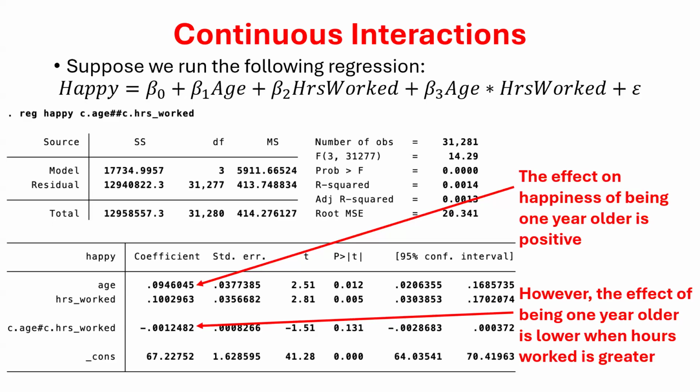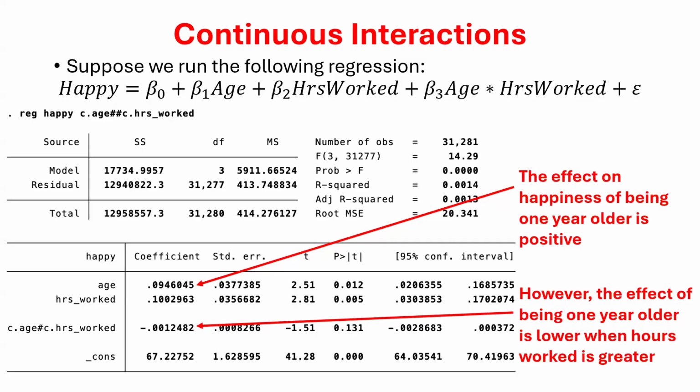Now, for this turning point, all I have to do is simply plug in these two coefficients. So I had 0.0946 and negative 0.0012. I'm going to cheat. I think approximately this is, we'll see, I do it later on, I think it's 78, or somewhere in the 70s. So what that's telling me is that being a year older, as long as I'm working fewer than 78 hours a week, I'm generally happier.